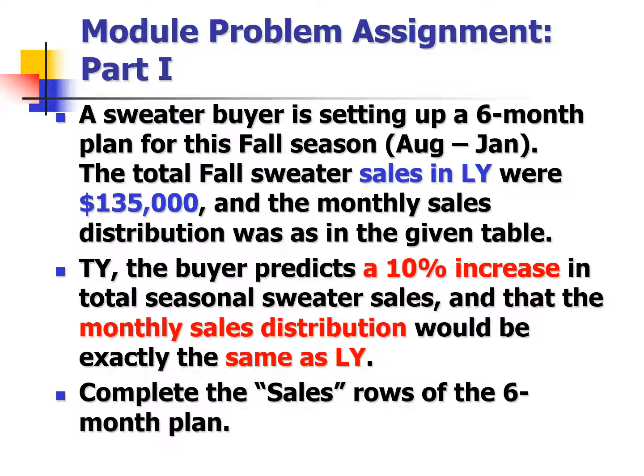And also the buyer predicts that the monthly sales distribution percent will be exactly the same this year as the numbers from last year. Okay, so we can calculate what the sales distribution percent was last year and just apply the same percent for this year, for us to be able to plan each month's sales dollars, right? So we are going to now work on completing the sales rows of the 6-month plan, which is sales number 1 through 5, all together.